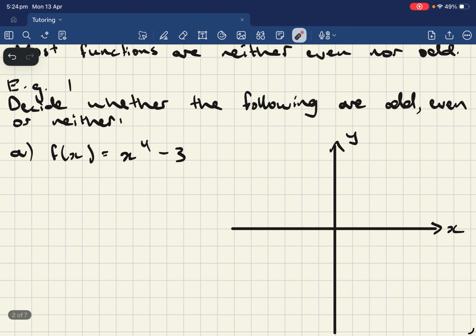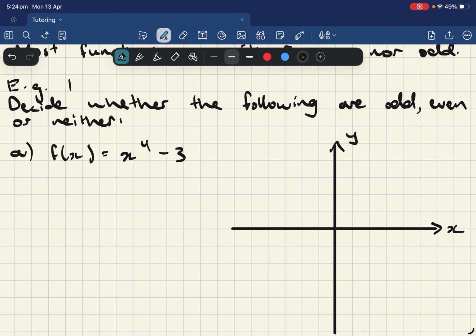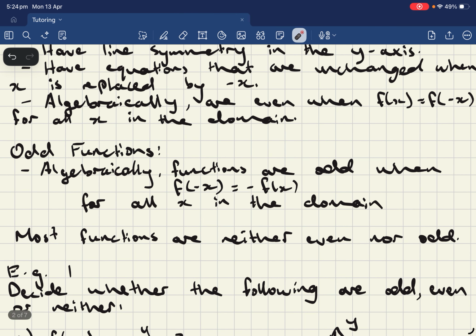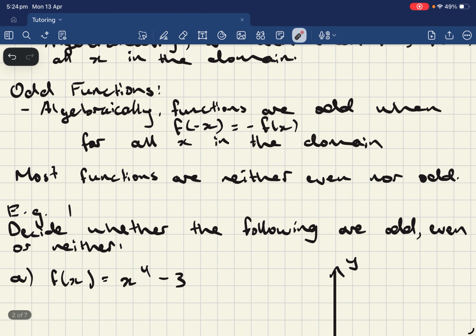Now, in this example, we are going to decide whether the following are odd, even, or neither, and we're going to sketch these as well to give you a visual that summarizes these dot points we've spoken about. If you look at this first function, we have f of x equals x to the power of 4 minus 3. We're going to test using these two algebraic relationships to decide whether it is odd, even, or neither.